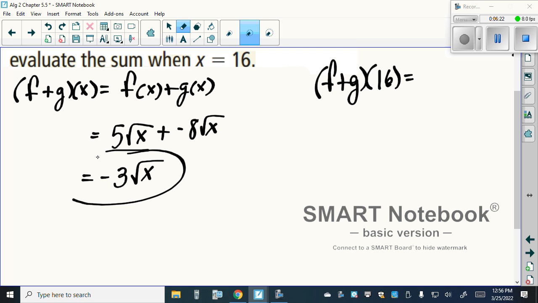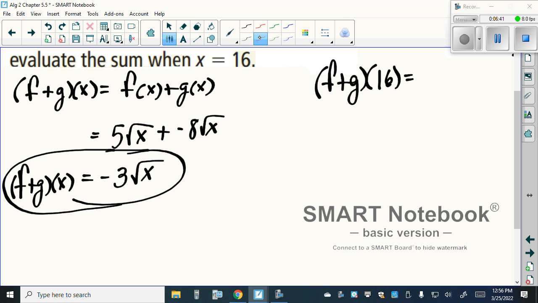Because we didn't say it on the first one, but we could say that f plus g of x is equal to negative 3 square root of x. That is our answer for this here. We found and evaluated what f plus g of x is. And again, just like with the first one, we can evaluate it for a specific value when x is 16.